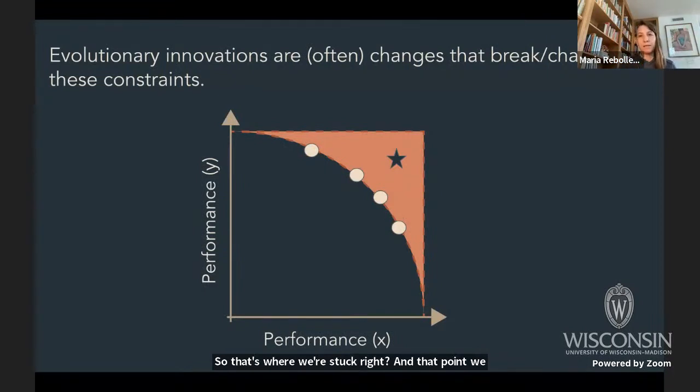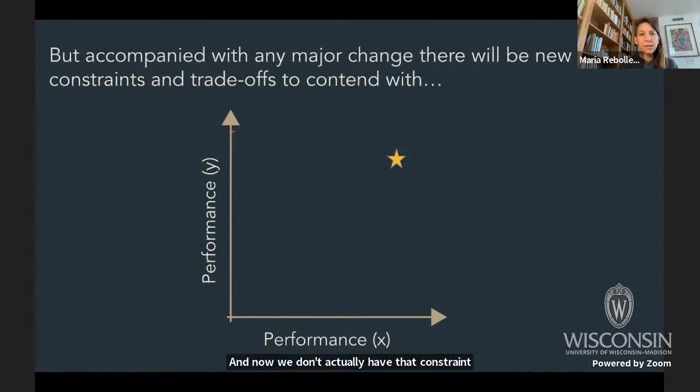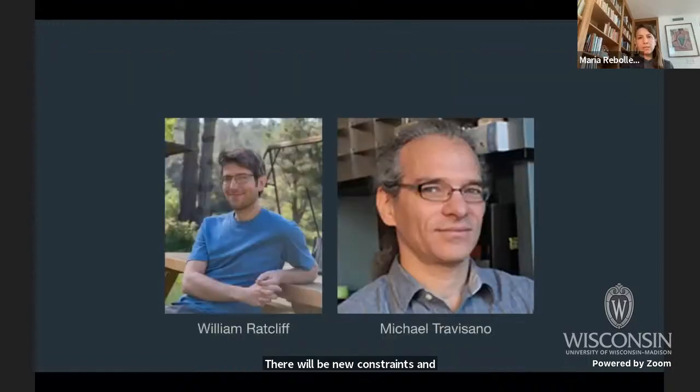And so often evolutionary innovations are the kind of changes that break or change these constraints, and they allow us to explore this space. And with that, it completely changes the dynamics. And now we don't actually have that constraint if we were able to break it. But of course, accompanied with any major change like this one, there will be new constraints and trade-offs to contend with. So let me illustrate this with an example, because so far I've been talking in these very abstract terms.